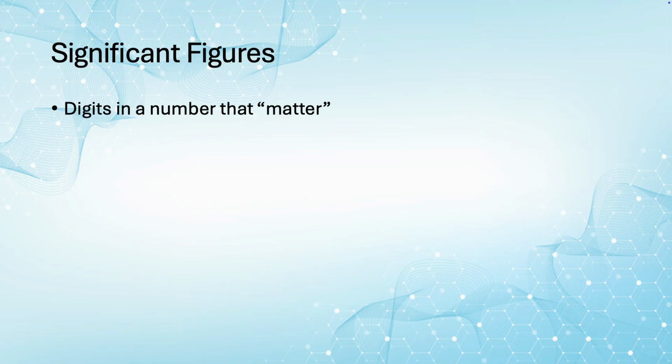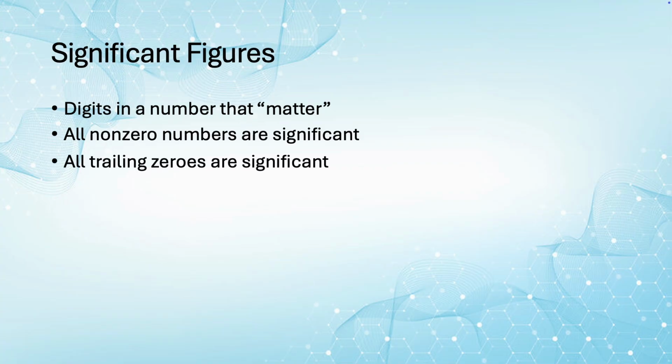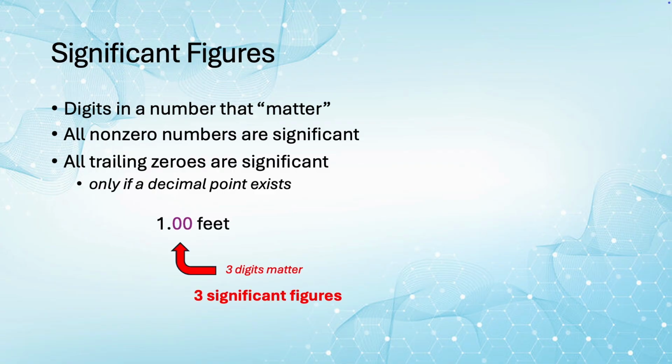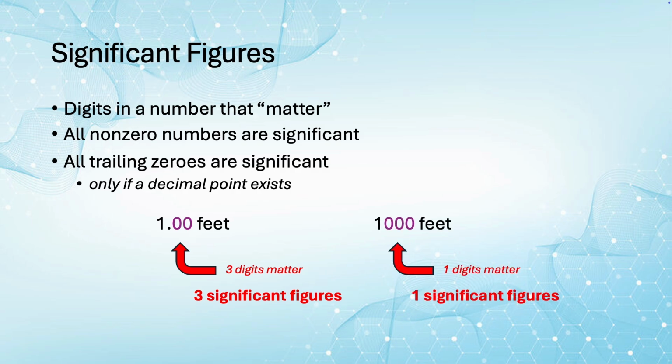All non-zero numbers like 1, 2, 3, and so on are significant. Also, all trailing zeros, or zeros at the right side of a number, are significant, but only if there's a decimal point. Our previous example, like 1.00, had 3 significant figures. The last 2 digits were trailing zeros, but counted as significant because there's a decimal point. However, if our measurement was 1,000 feet with no decimal point, we would only have one significant figure, because our trailing zeros no longer count without a decimal point.